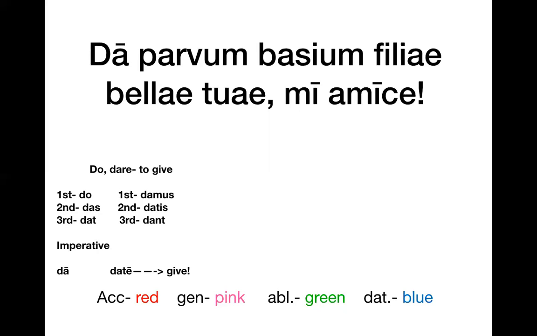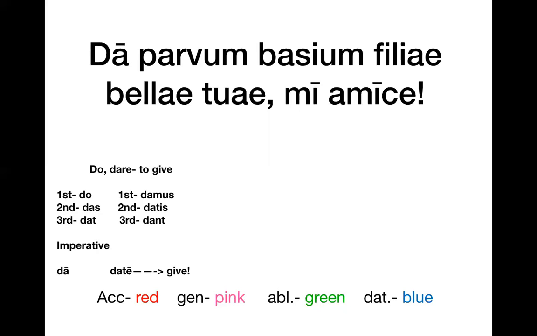Yeah, it's actually just "give" because it's an imperative, okay? So I have it here. Dare means to give. It's the verb that's going to show up anytime we have an indirect object, because you're usually giving a direct object to an indirect object. So do means I give, das is you give, dat is it gives, damus is we give, and so on. But the imperative, if you're telling someone to give something, is just da.